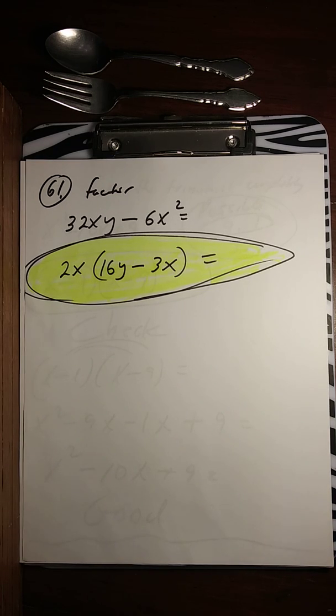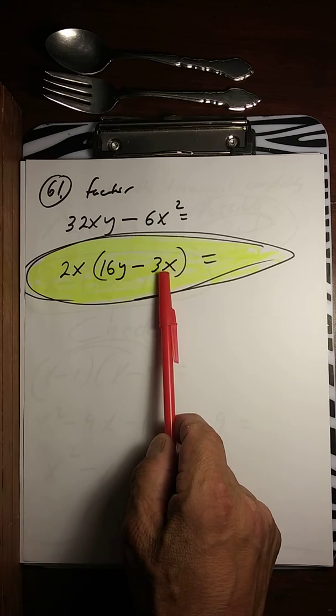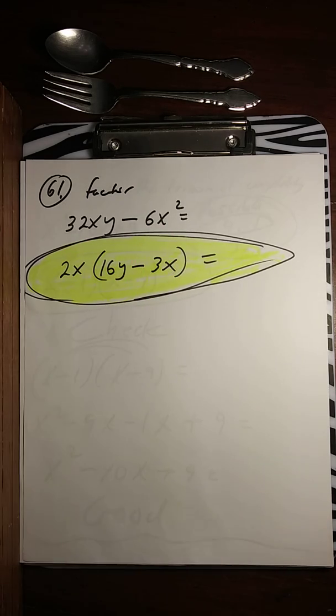Factor. Take a 2x out. So 2x times this, does that give you 32xy? Yes. And 2x times that give you negative 6x squared? Yes. That's it.